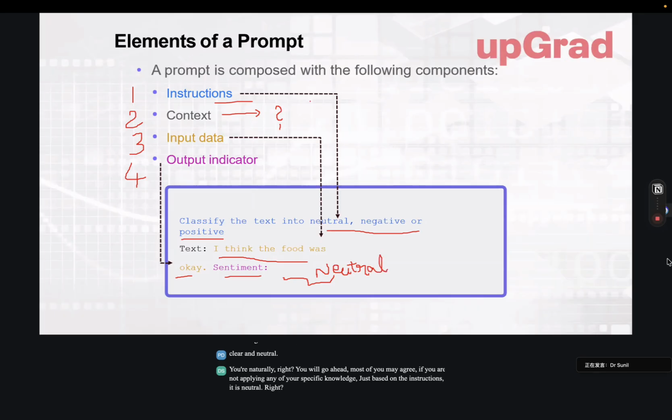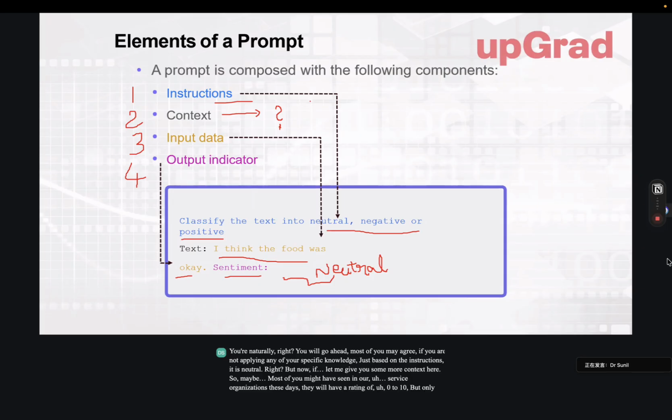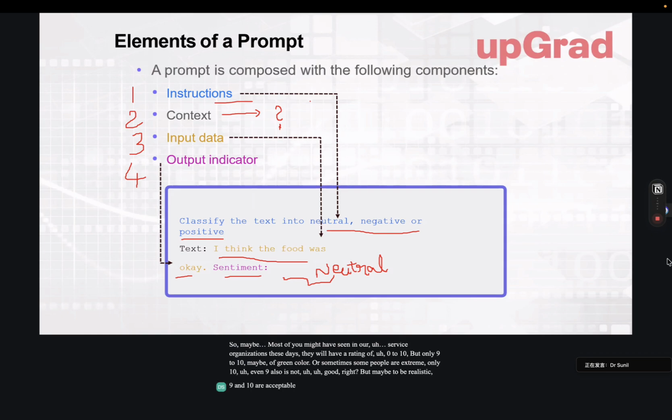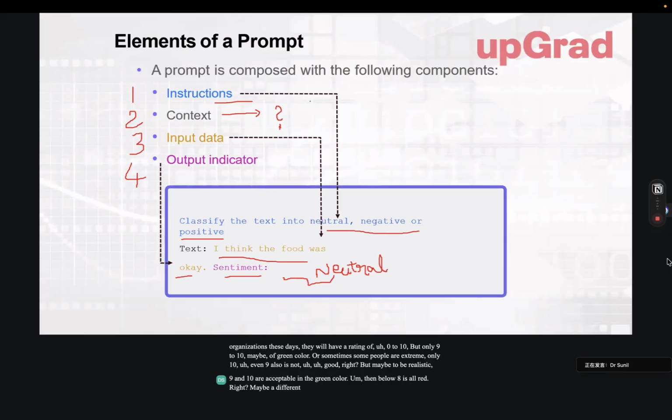But now, let me give you some more context here. Maybe most of you might have seen in your service organizations these days, they will have a rating of 0 to 10, but only 9 to 10 maybe in green color. Sometimes some people are extreme, only 10. Even 9 also is not good, right? But to be realistic, 9 and 10 are acceptable in the green color. Then below 8 is all red, right?